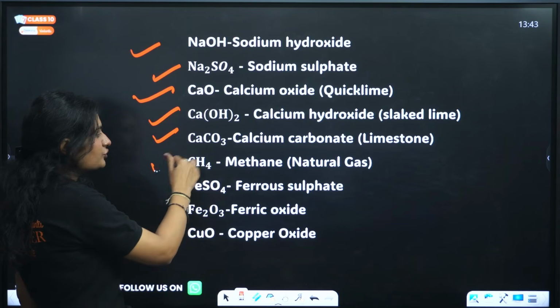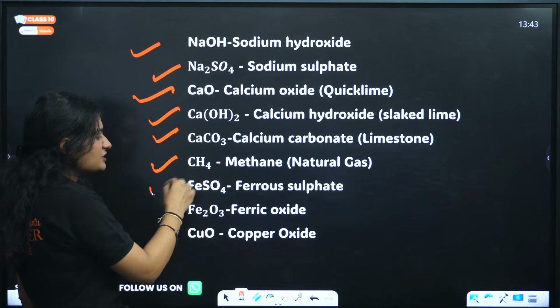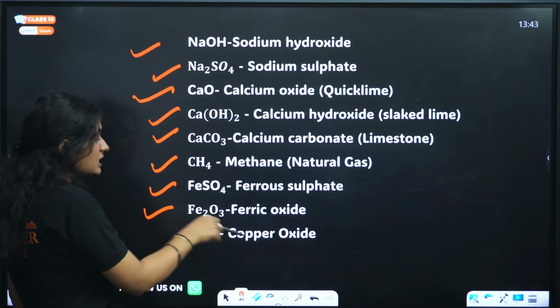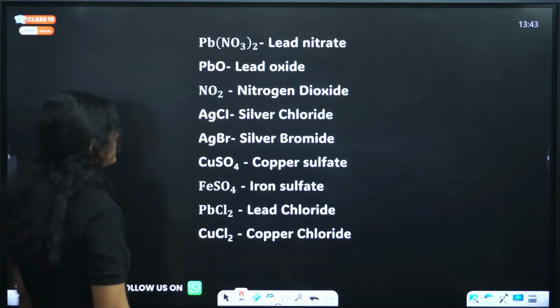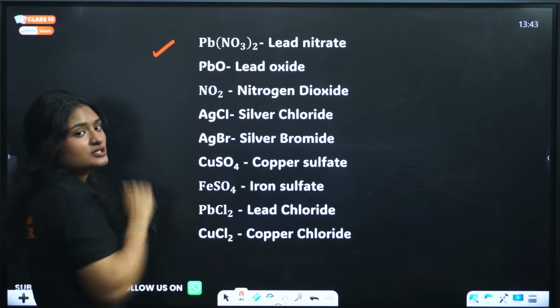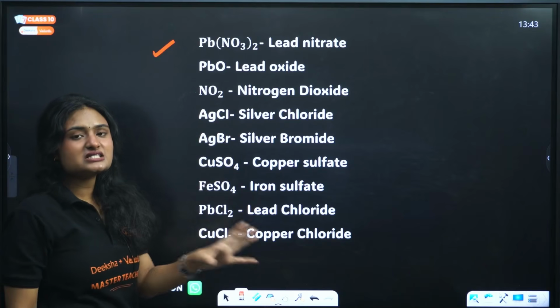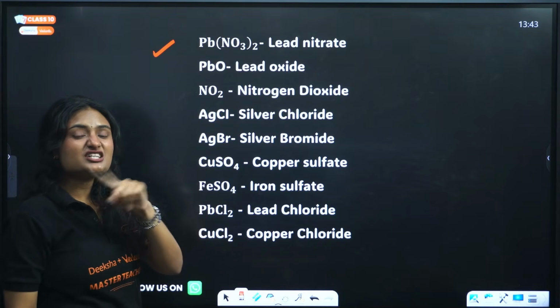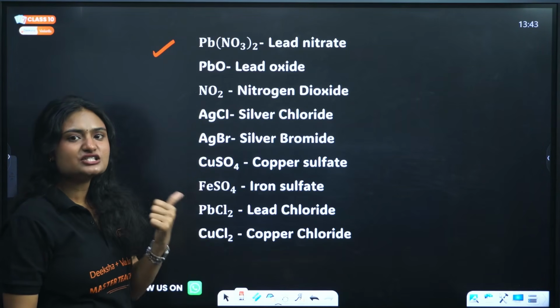Methane is CH4, which is a natural gas. Ferrous sulfate, FeSO4. Ferric oxide, Fe2O3. Copper oxide, CuO. Lead nitrate, Pb(NO3)2. Nitrate has a valency of 1, and lead has a valency of 2.